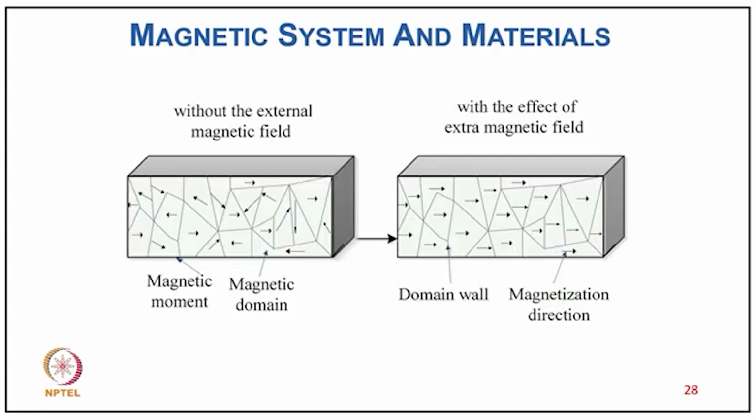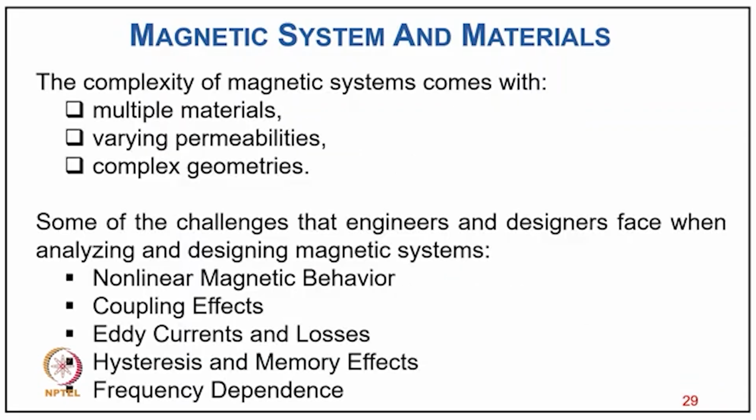You can clearly see, without the external excitation field, the geometry of this dipole in the magnetic domain with the magnetic moment. Once you apply the external magnetic field, the H, on this piece of material, you can see how the domain walls react and how the magnetization direction works out with all these magnetic dipoles.